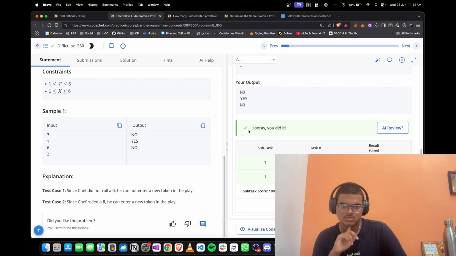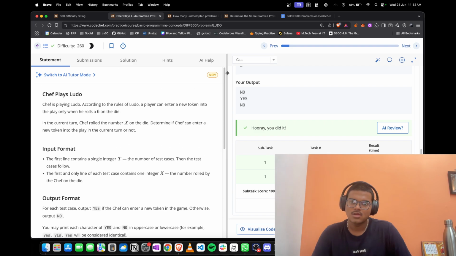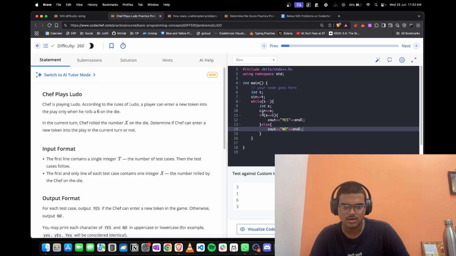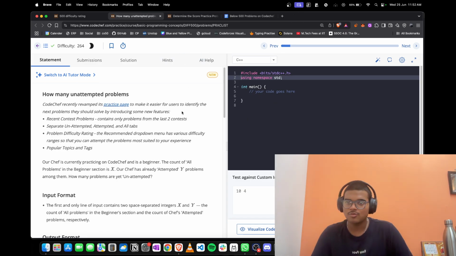So yes, we have solved this. Very easy question. Basically, same like the game of Ludo, where if the person gets 6, then only he will be able to roll the dice. So yeah, a simple if-else condition we will use, and this problem will be solved. Next question.